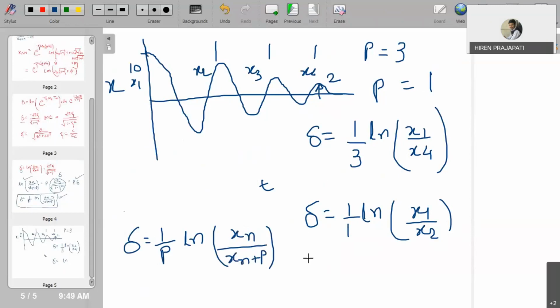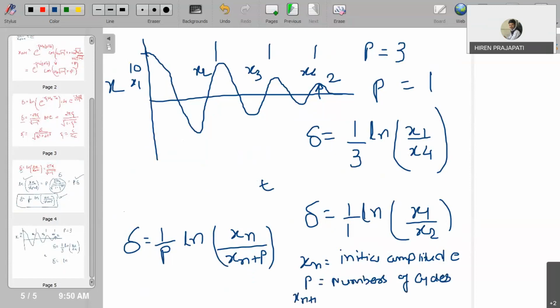This is the general equation, where xn is the initial amplitude, P is the number of cycles, and xn plus p is the amplitude after the pth cycle.